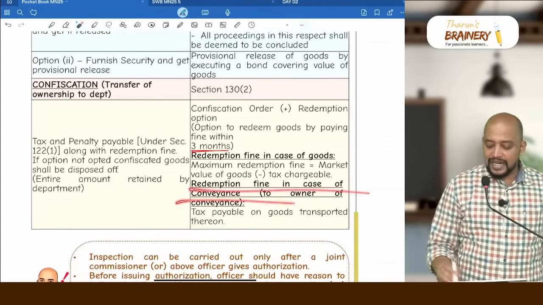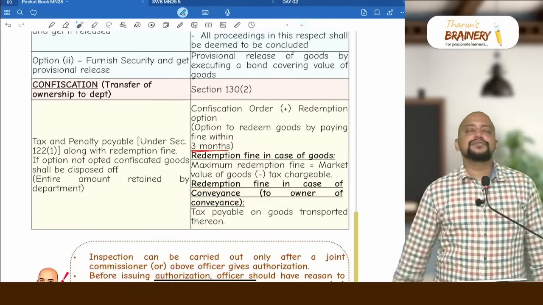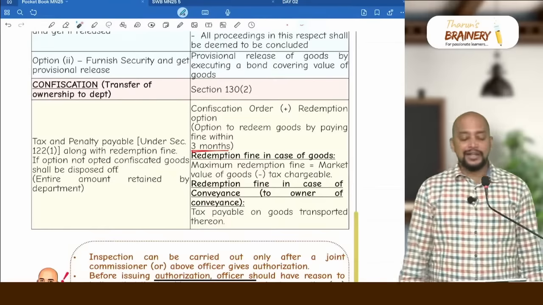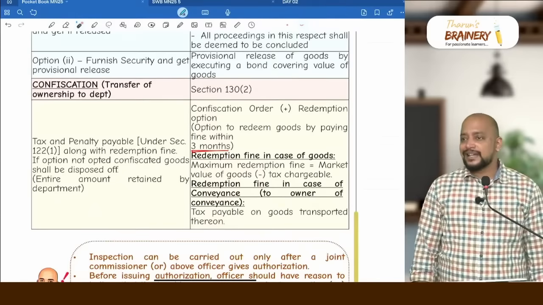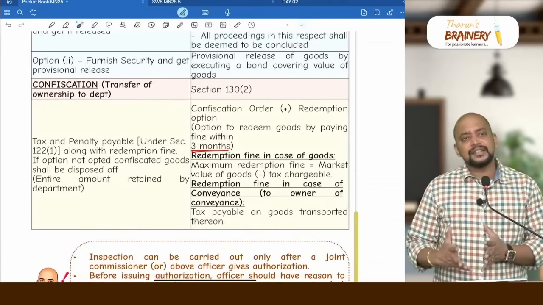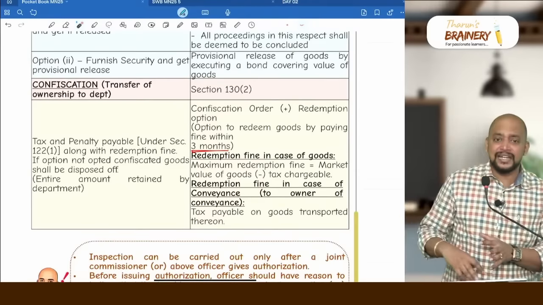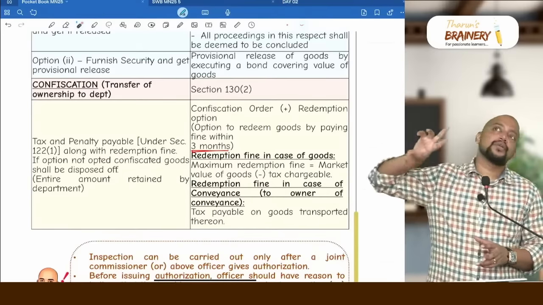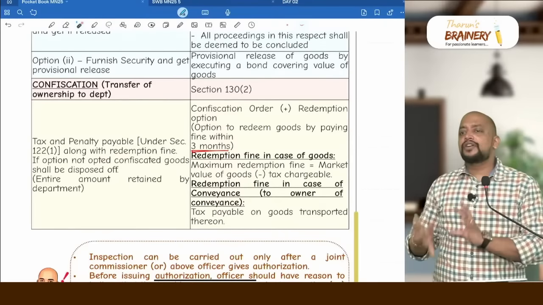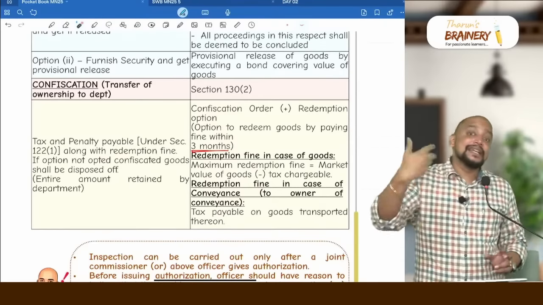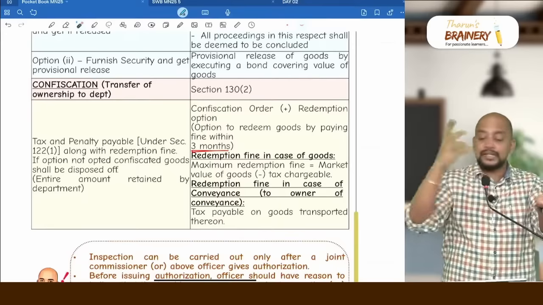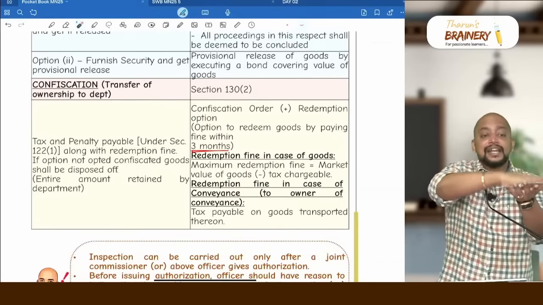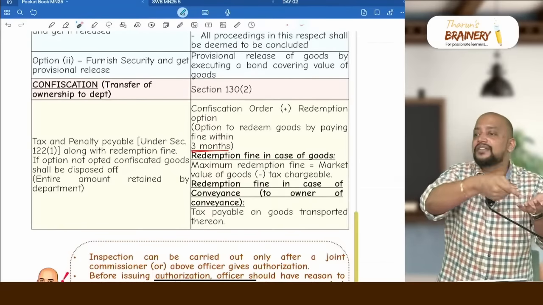Then redemption fine in case of conveyance. In case of conveyance, we need to check whether the owner is coming forward or not coming forward. But usually, in case the conveyance is coming under section 130, only for 129 do we need to check whether the owner is coming forward or not. For 130, the conveyance is seized in the premises, which means the conveyance is there in the premises, we loaded the goods in the conveyance and the conveyance is there. At that stage the conveyance is seized.